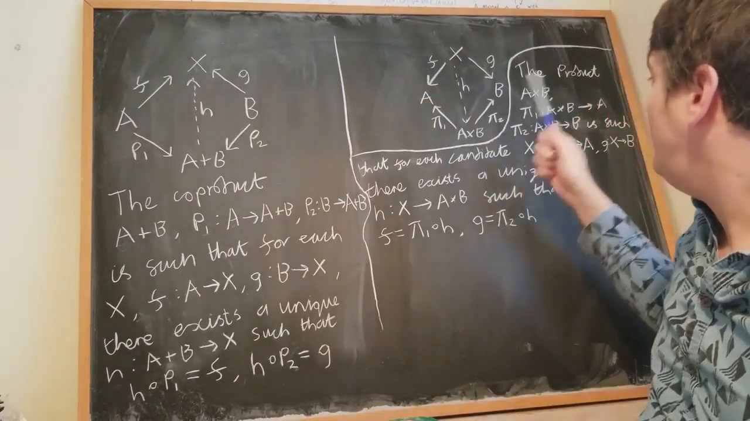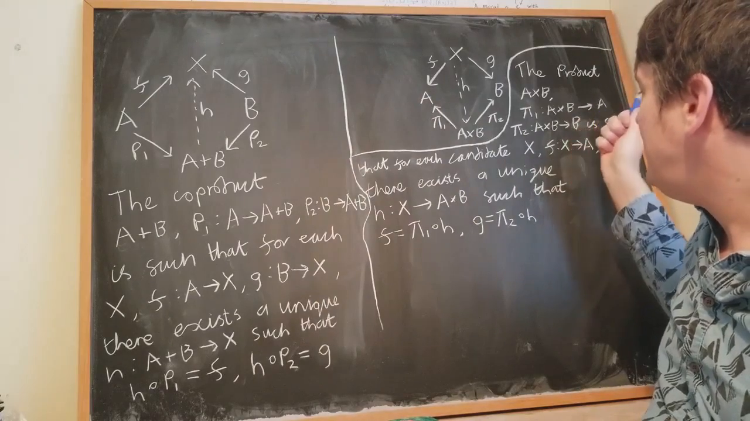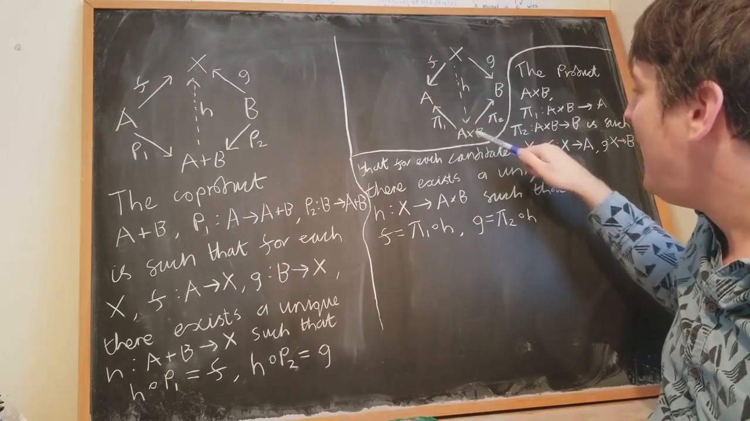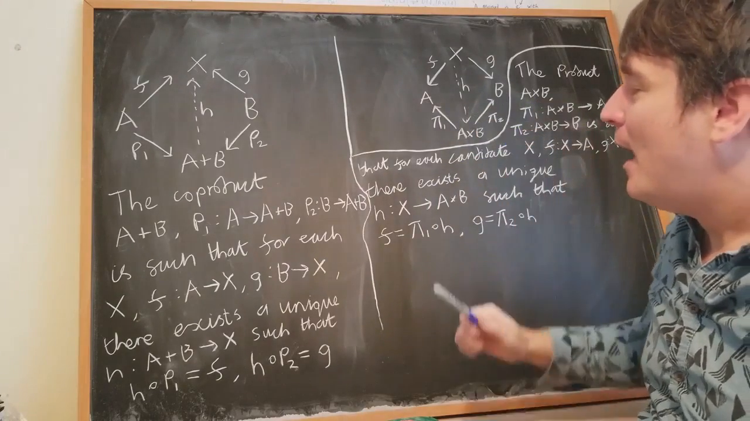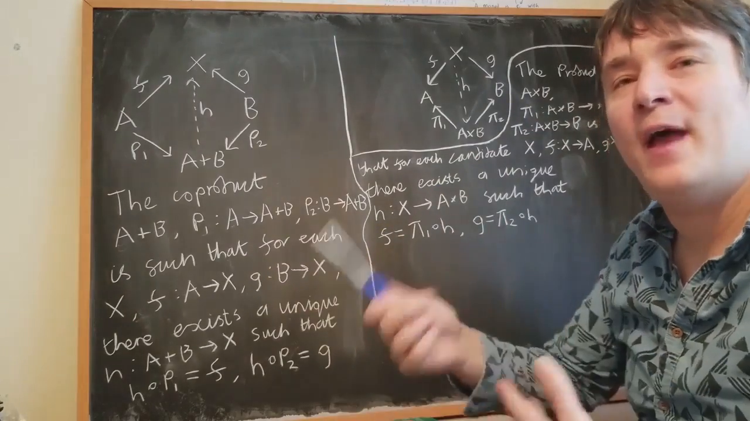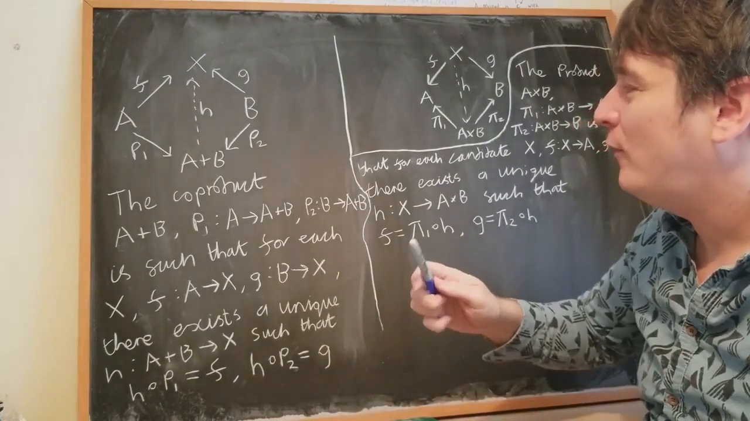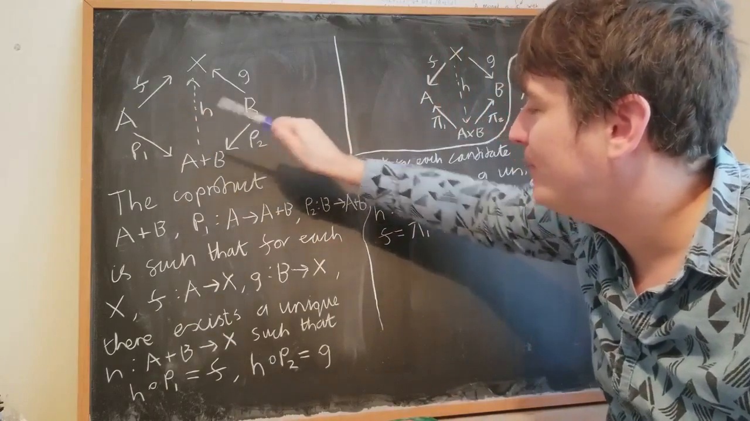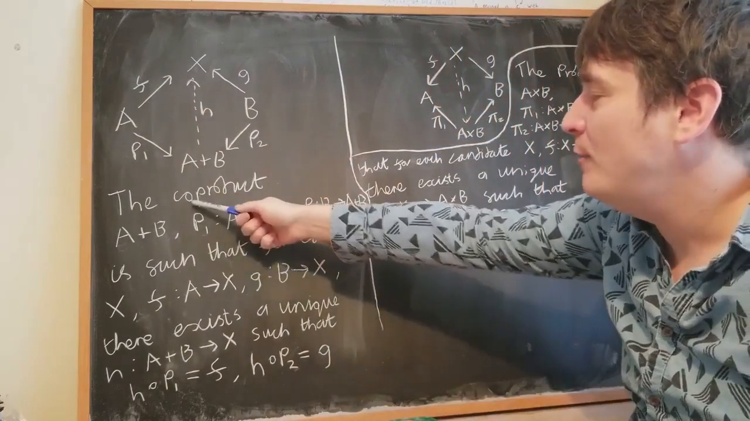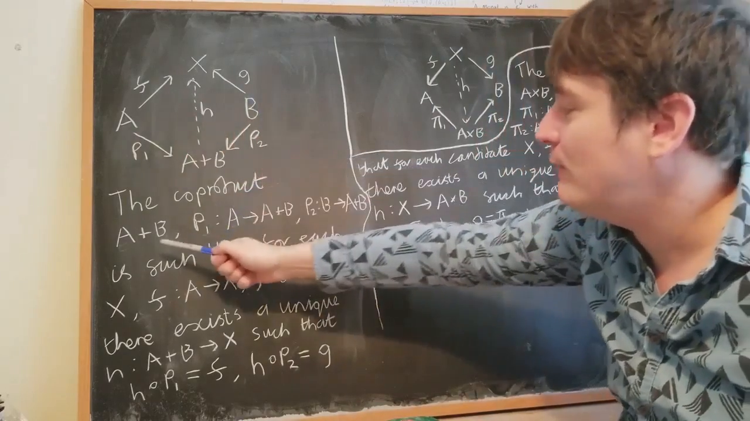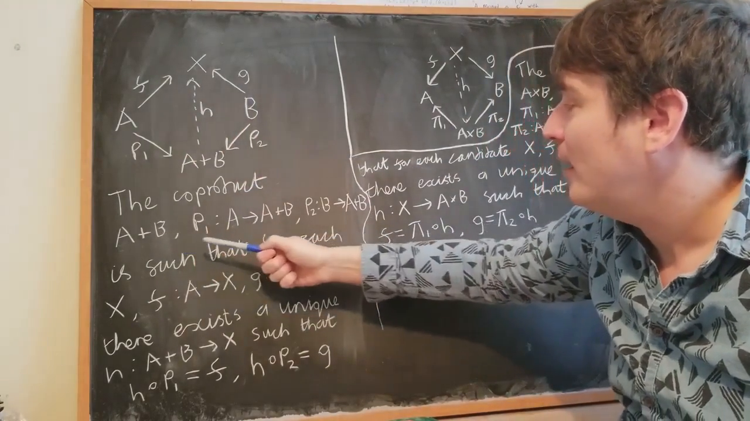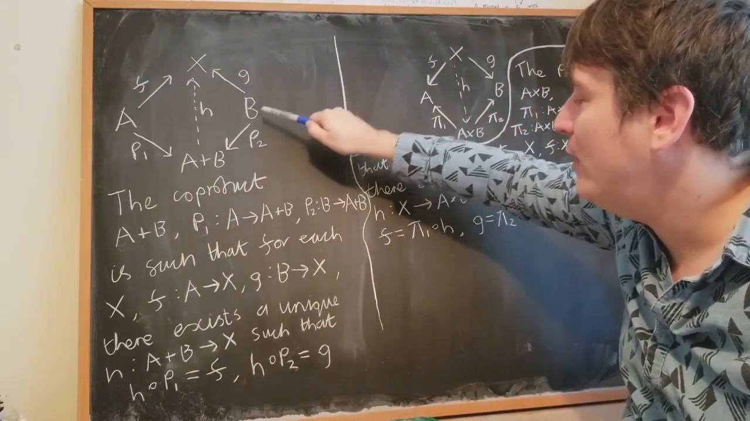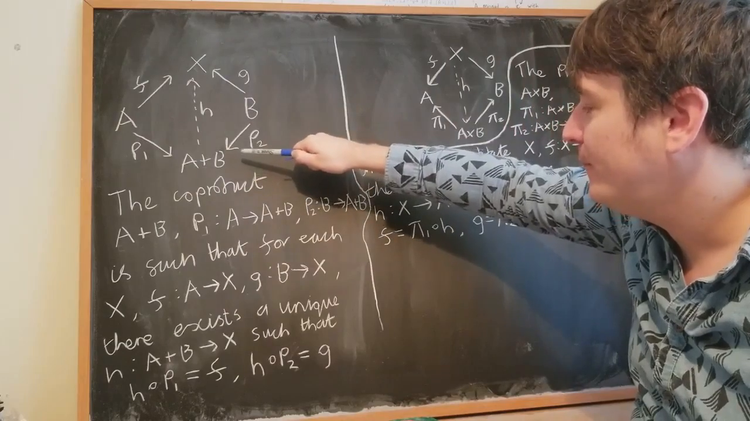Just like we had the notion of a candidate product being something that had arrows into A and arrows into B, we can similarly say that a candidate coproduct is something that has arrows into it from A and from B. So the coproduct of A and B, which we write as A plus B, has an arrow P1 into it from A and an arrow P2 into it from B.